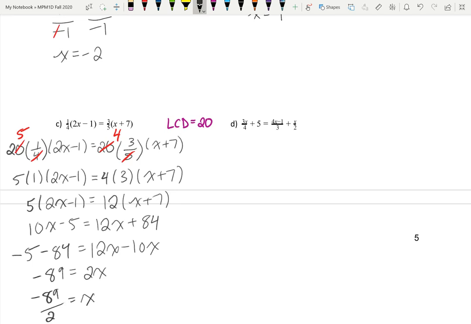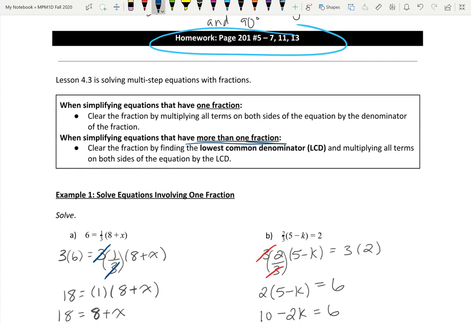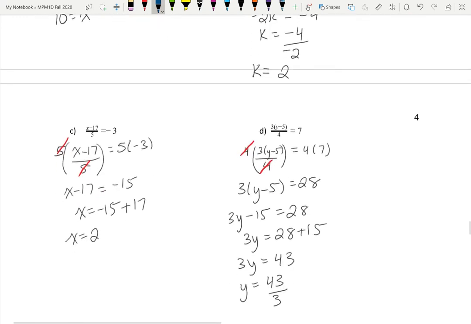Okay, D. My denominators are 4, 3, 2, and 1. This is a pretty challenging question, question D. You have a constant. Now remember I said any whole number actually has an invisible denominator of 1. We just don't write it. And if we go back to the rules, when simplifying, when there's more than one fraction, you need to find the lowest common denominator and multiply all the terms with that lowest common denominator.